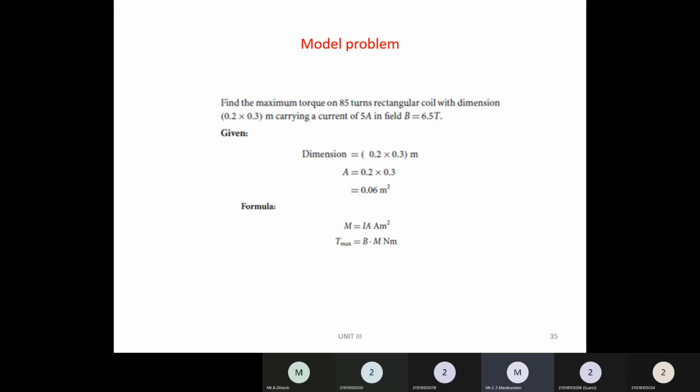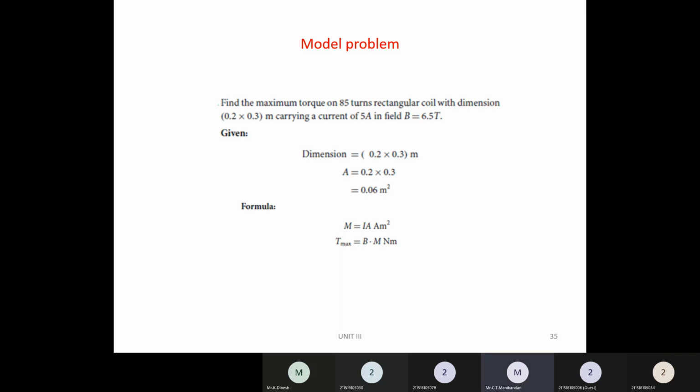What is the torque formula actually? MB sin theta. When you will be getting maximum torque, theta equals 90 degrees, sin 90 is 1. So T max equals M into B, just now we have written that one. M is called the magnetic moment, and B is called the flux density.